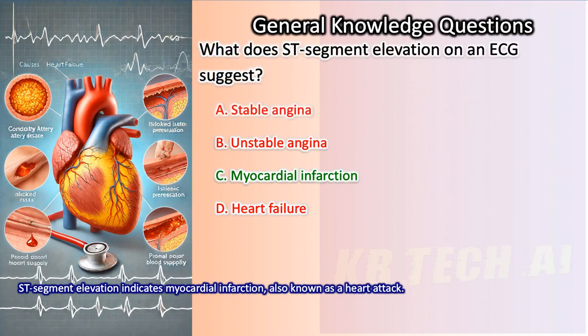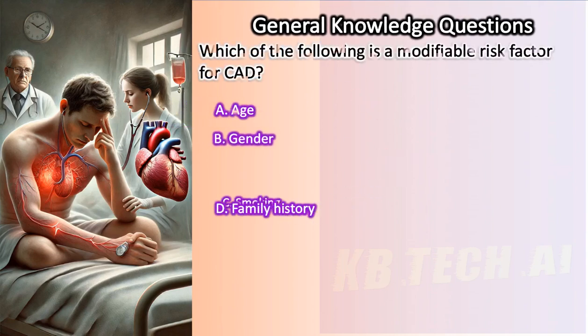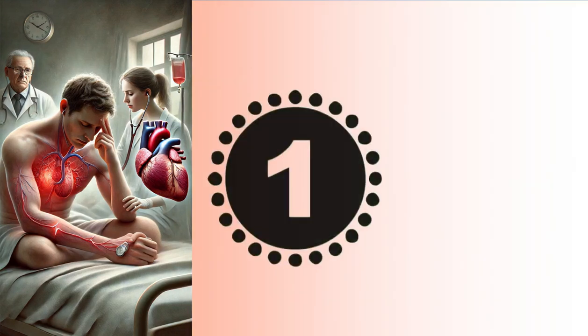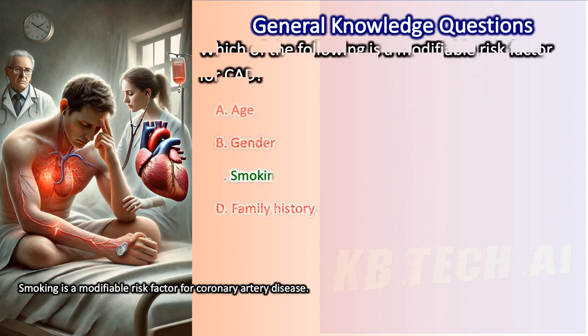Myocardial infarction. Which of the following is a modifiable risk factor for CAD? Option 1. Age. Option 2. Gender. Option 3. Smoking. Option 4. Family history. The answer is option 3.